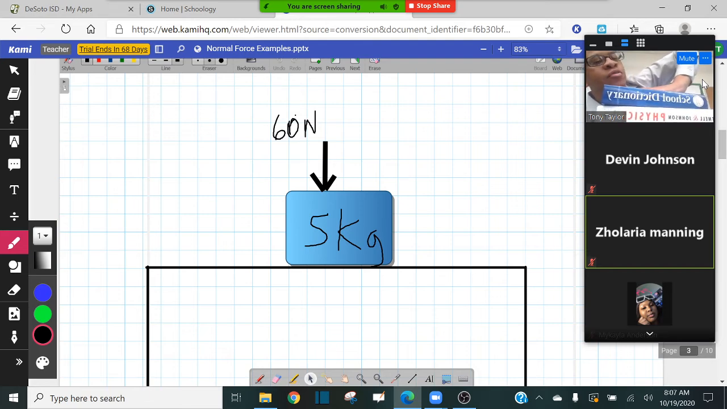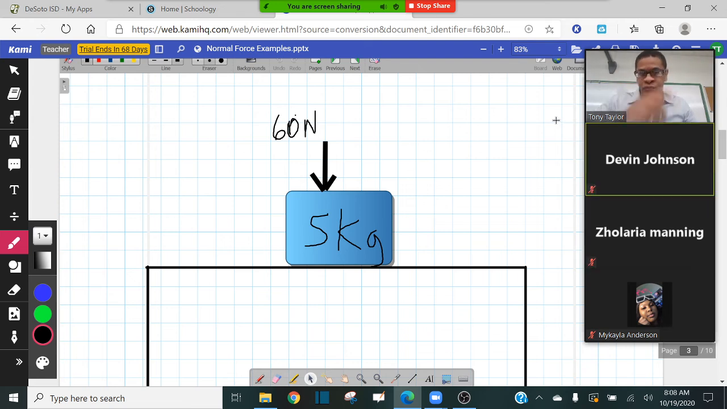So, guys, let me ask you a question. As I push down on the surface, what do you think happens with the normal force between this white book and this blue book if I push down on it? Do you think the normal force increases or decreases? What do y'all think? Well, I'm telling you right now, the normal force would have to increase, right? Let me show you why.